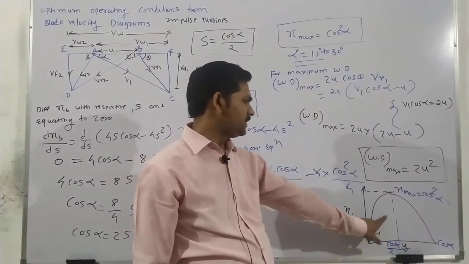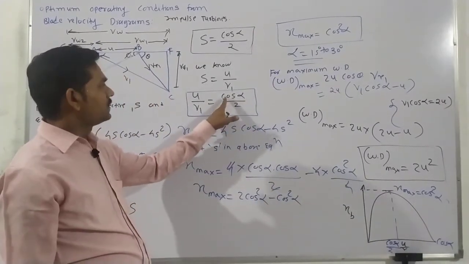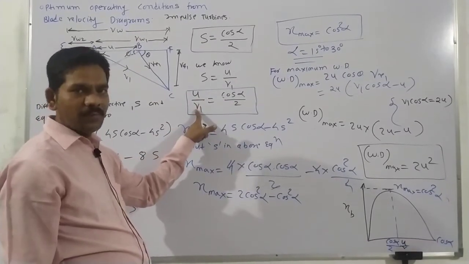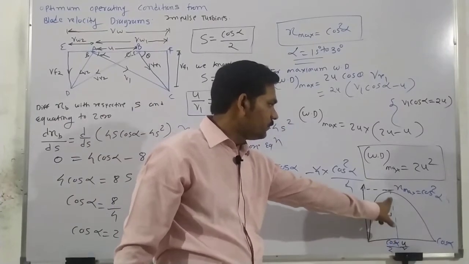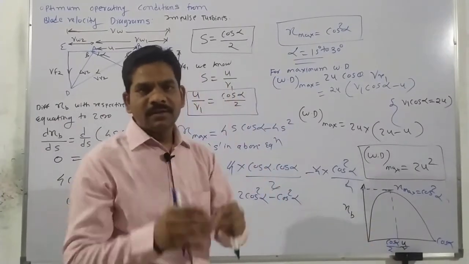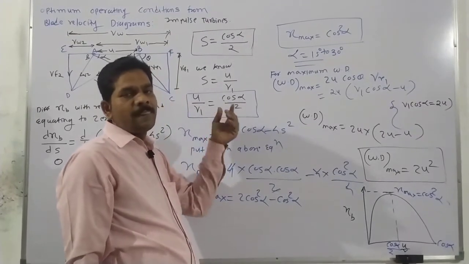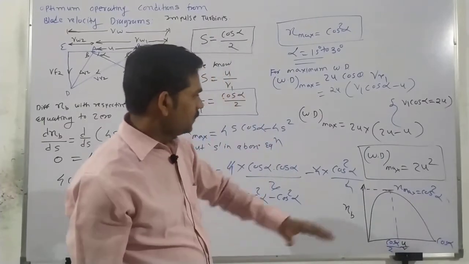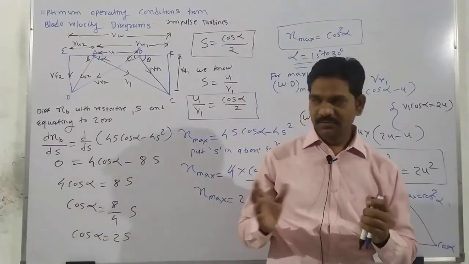So maximum efficiency is for which condition? Cos alpha upon 2. Cos alpha upon 2 means linear velocity of the blade upon absolute velocity equals cos alpha by 2. At this cos alpha by 2 we get the maximum efficiency. So this is the maximum condition satisfied for maximum work done and maximum efficiency. Okay. So both these derivations are very important.